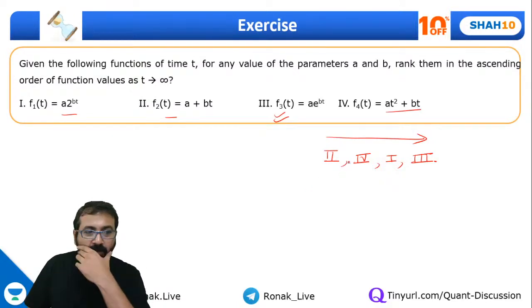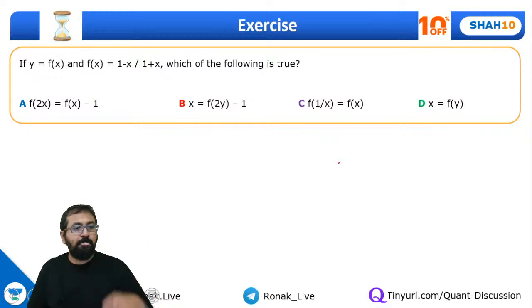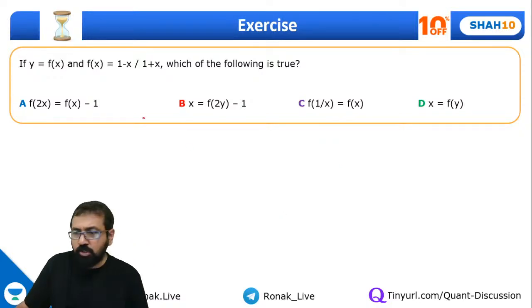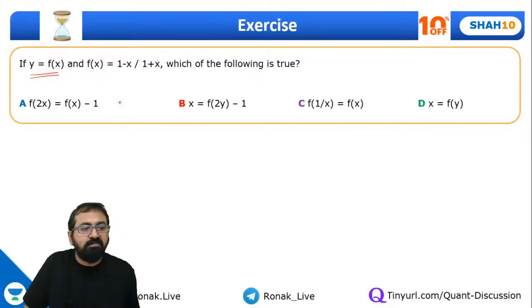Fine, guys. So let's go ahead. Now this is also a simple question. Guys, let me just tell you. y equal to f of x, and f of x equal to (1 minus x) upon (1 plus x). Then which of the following is true?